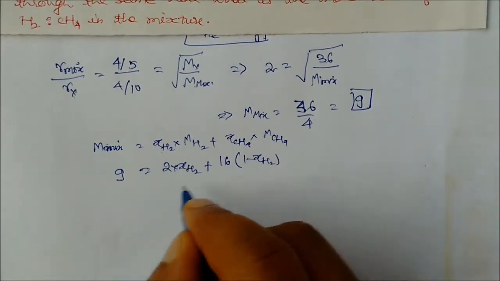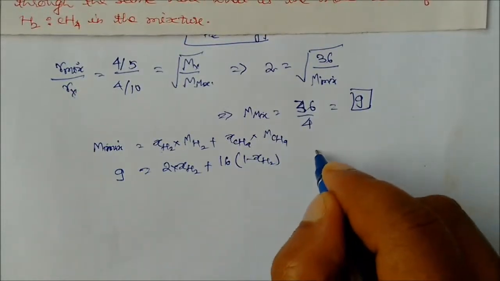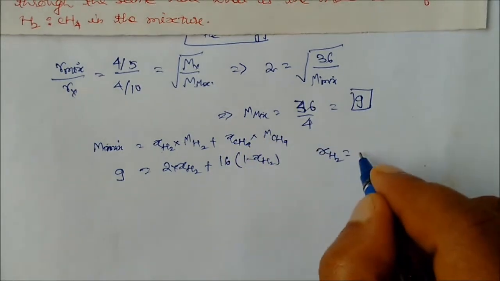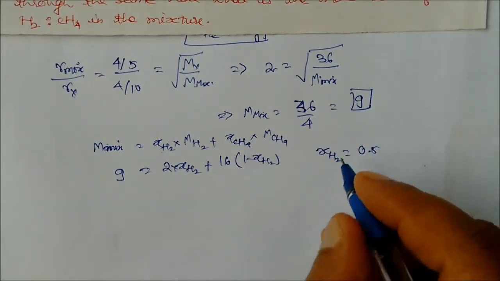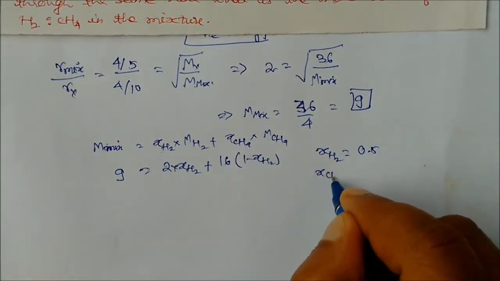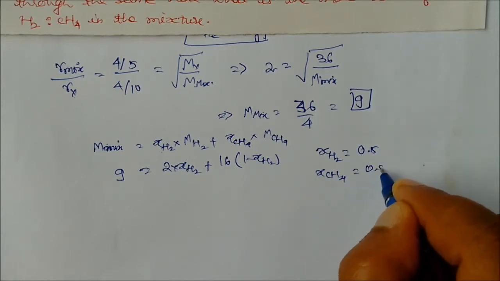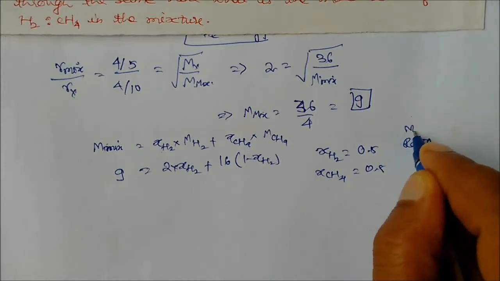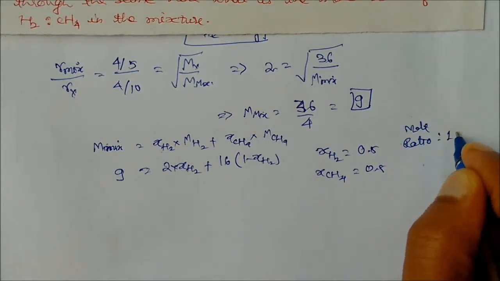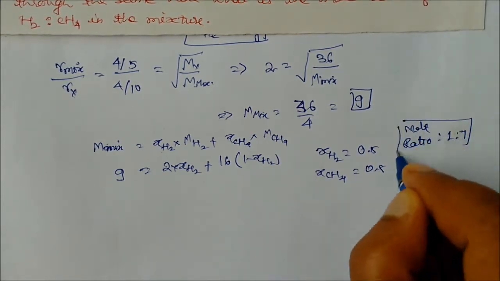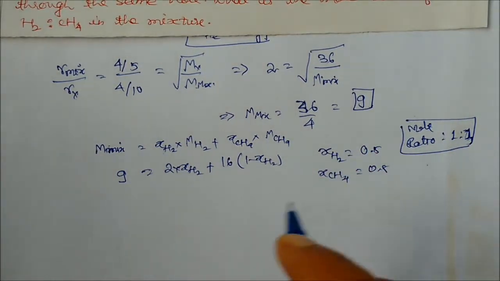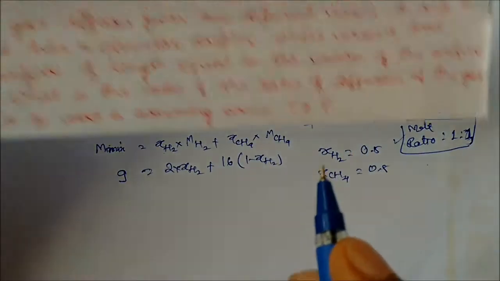So on solving, we will get the mole fraction of hydrogen. How much will it be? On solving, this will be your 0.5. Then the moles of methane will be how much? 0.5. So the mole ratio will be 1:1. So this is the final answer. I had previously done a wrong answer, so this is the actual answer.